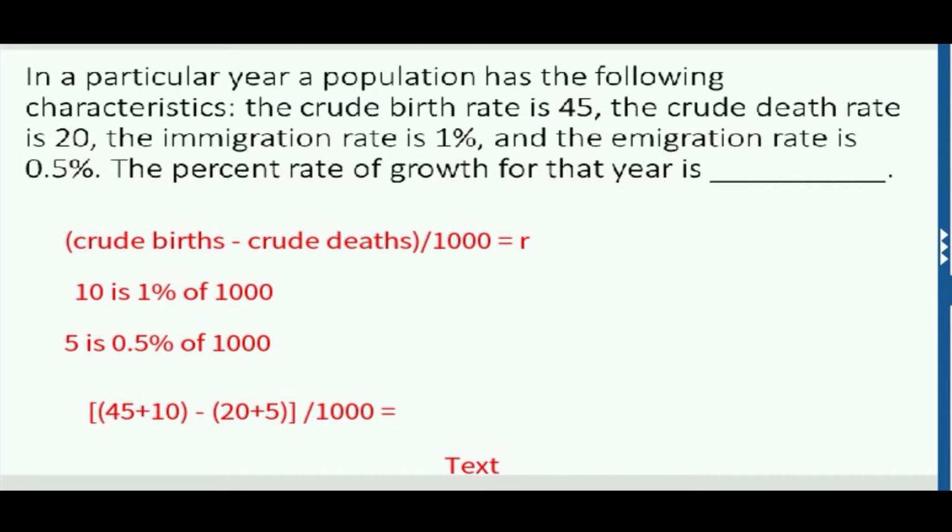Okay, so there's our formula. We have our 45 here, our birth rate, plus this 10, and then we have the 20 plus the 5, right? And so that's going to give us 3%.